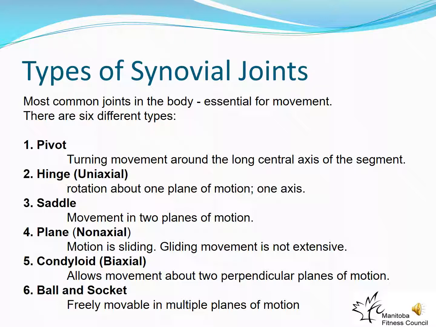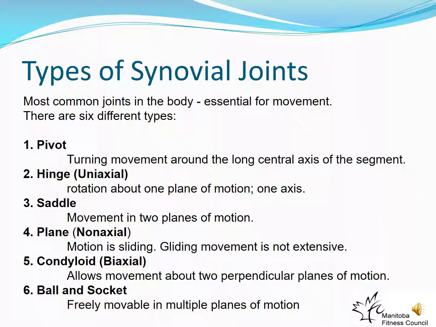The next is a hinge joint. The easiest example, and the easiest to remember, is your elbow joint. It allows one plane of motion, so you could flex and extend the elbow joint. Our knee is similar to a hinge joint, however, it's actually a modified hinge joint. So the best example for a hinge joint is the elbow. A saddle joint is a joint that allows movement in two different planes of motion. An example of that is our thumb joint.